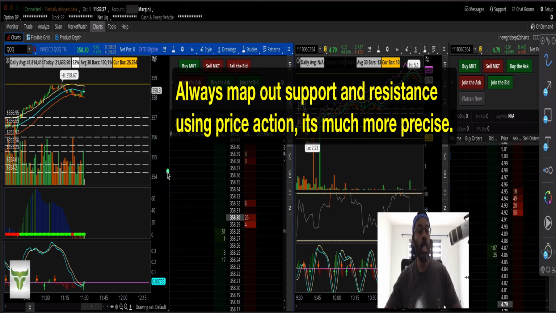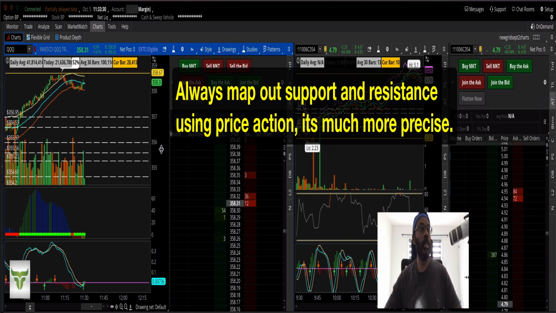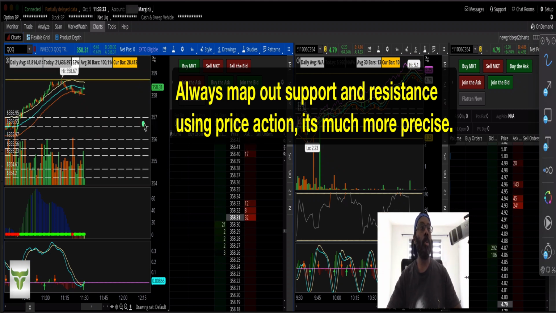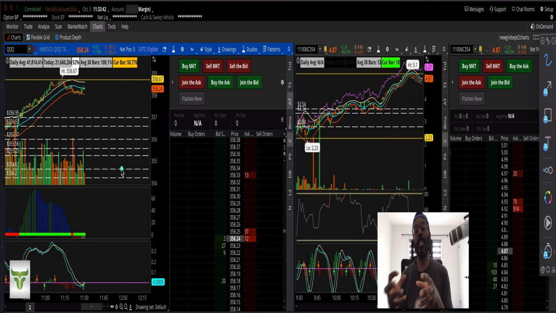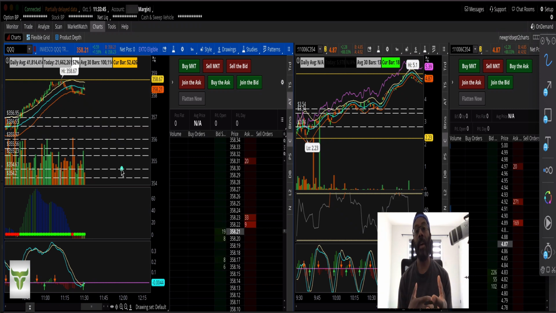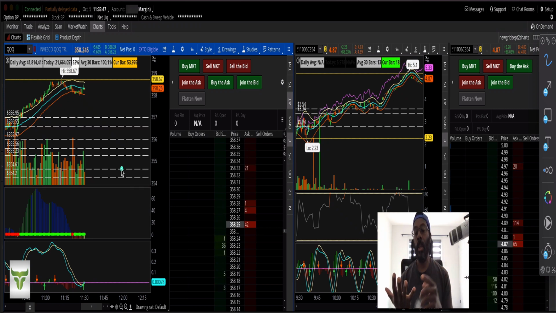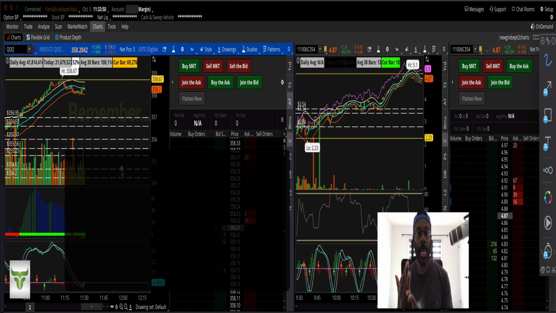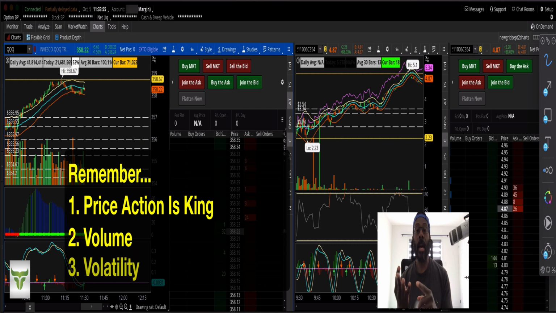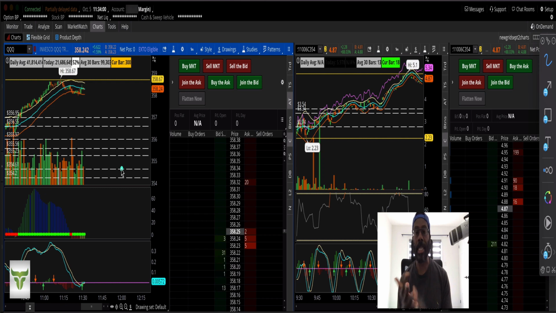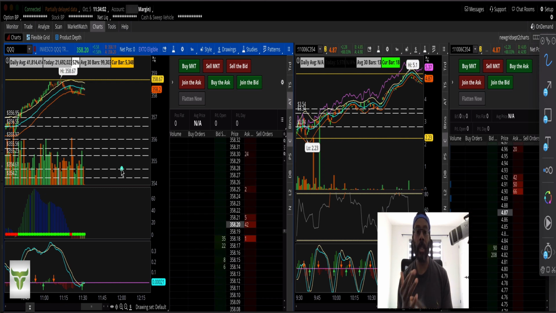And like I've told you, I map out support and resistance. So you guys see that there. I map out support and resistance using price. Why wouldn't you map out support and resistance using price action? See, this is the thing that separates my platinum traders, the group that I have, from a lot of other traders. We look at price action is king. Then we look at volume. Then we look at volatility. Now, I'm an option trader, so I'm an intraday momentum options scalper. So that's what I go after, right?